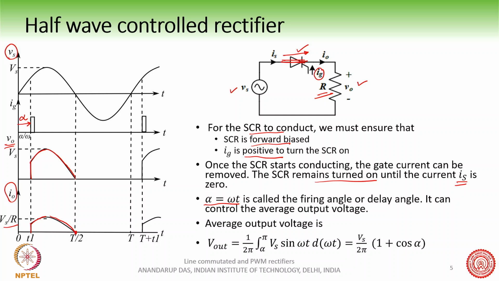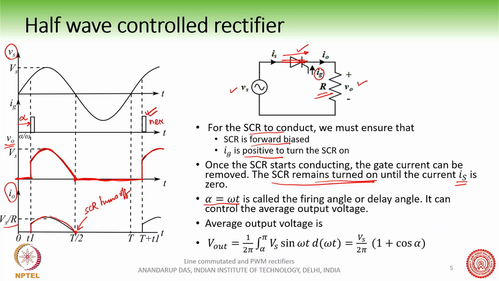As we have said, the SCR remains turned on until the current IS is 0. So at this point the SCR turns off. The current has become 0 and there is no more gate pulse, so the SCR has turned off. The output voltage, if we see here, looks something like this. It goes like this and the SCR is not turned on. Then again, up to this point, and in the positive half we give the next pulse.